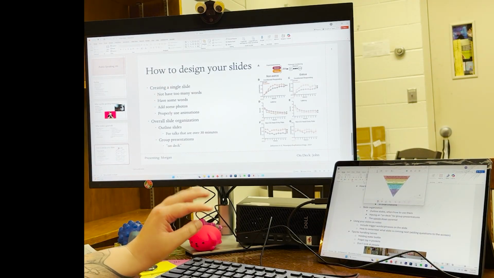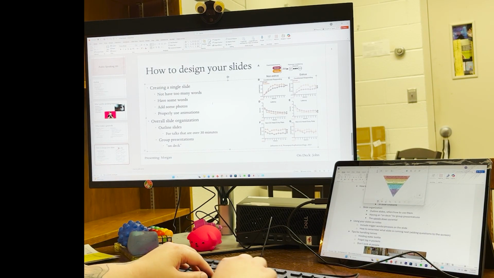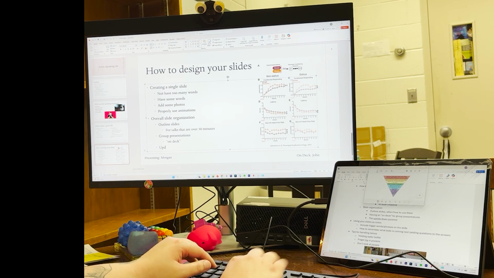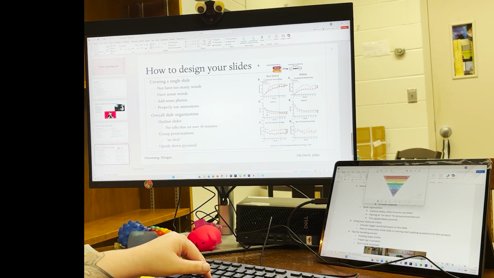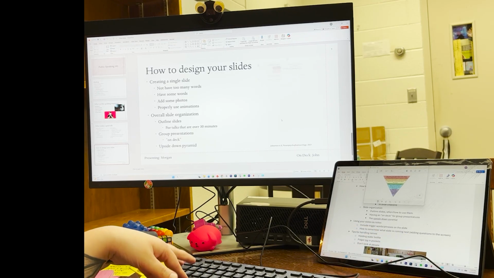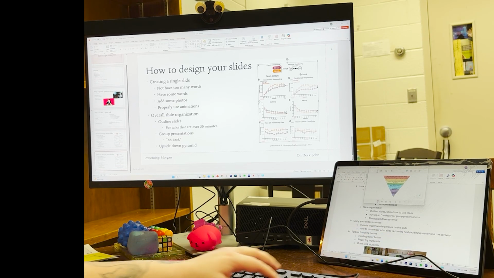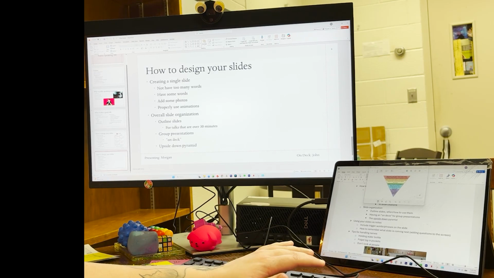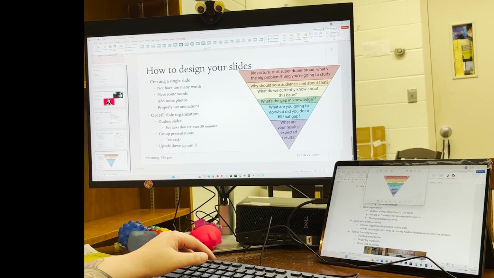And then the last thing that we're going to take into consideration when we're thinking about overall slide organization is what I call the upside down pyramid. Now, this is not like a hard and fast rule, but it is a thing that a lot of researchers will mention whenever they're talking about good slide design.